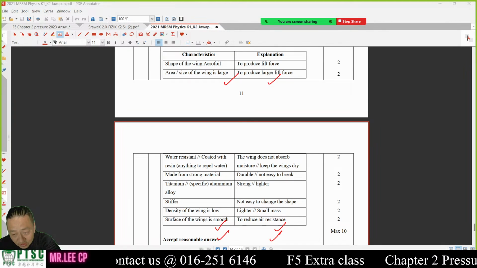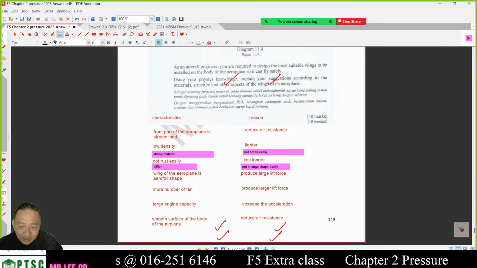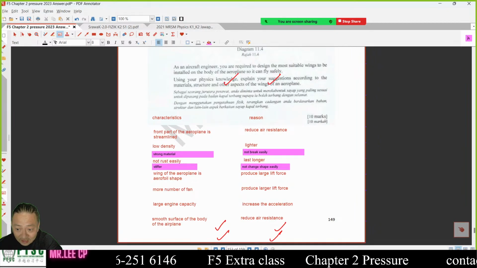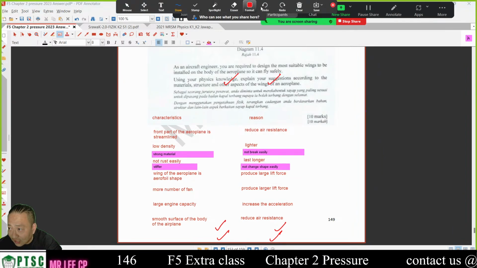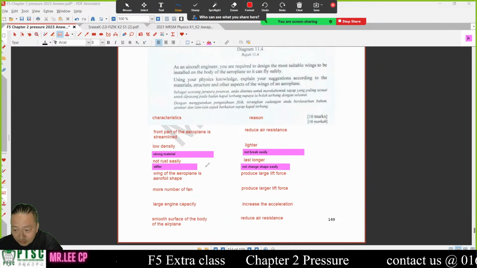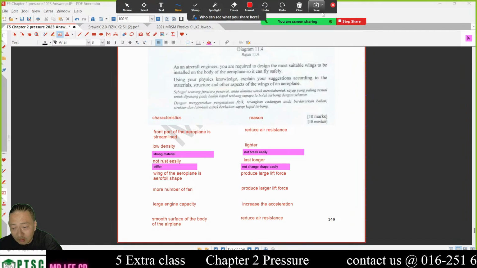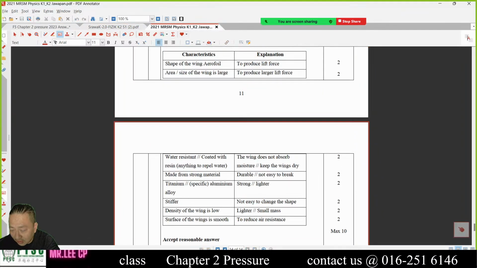So this one you have to write more. In case, you see, some of them don't have it. More fan, don't have. Larger engine capacity, not inside the marking scheme. So you don't have the mark. So you have to write more. Make sure you write more.